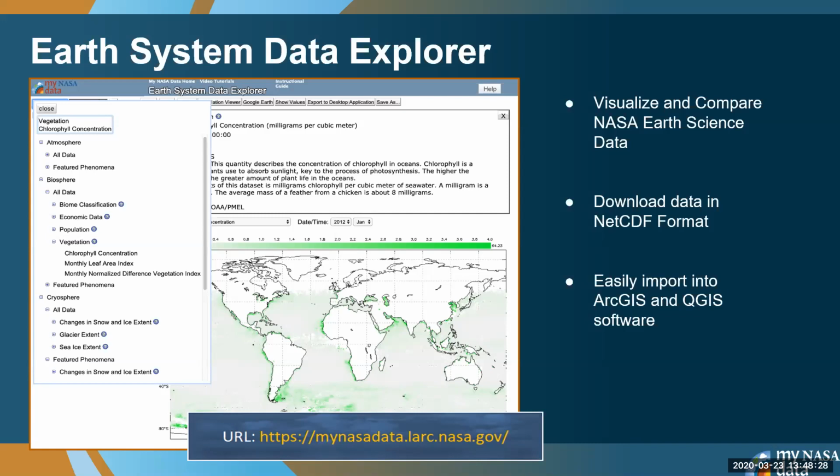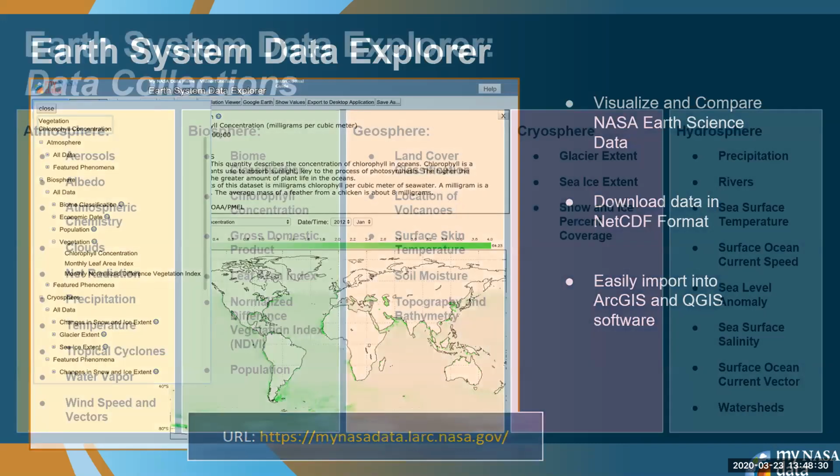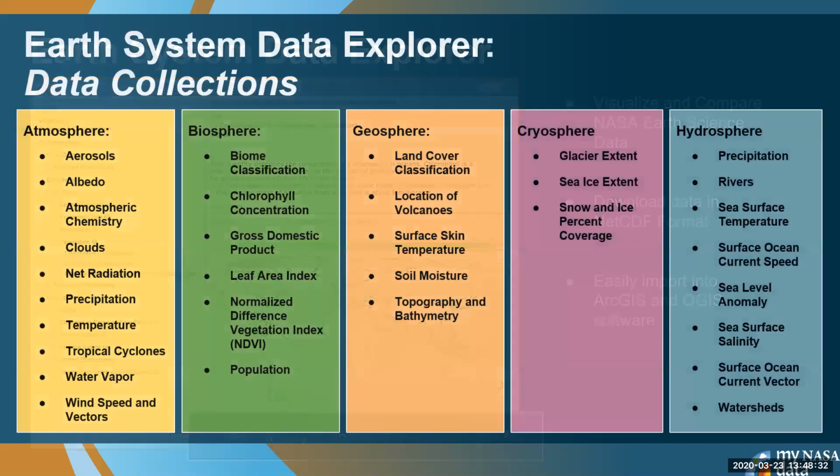Next slide. And then real quickly, these are just some of the different data collections that we maintain for the Earth System Data Explorer. So many of our most popular data sets include temperatures, net radiation, precipitation, soil moisture, sea ice extent, and sea surface temperature. As you can see, we've got categories for all of the different spheres of the Earth system.